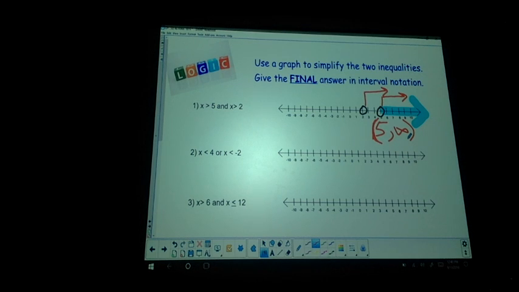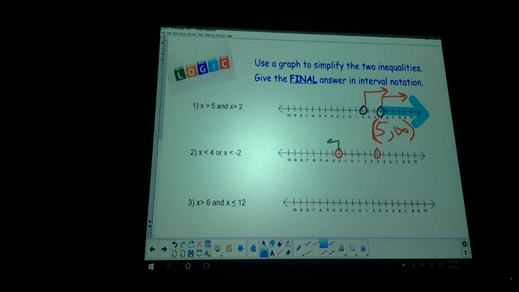Okay, and both parts have to be true. Or is the exception. You have one part that's true or the other. They both can be true as well. So this one, I have an open dot at 4, and I have an open dot at -2.